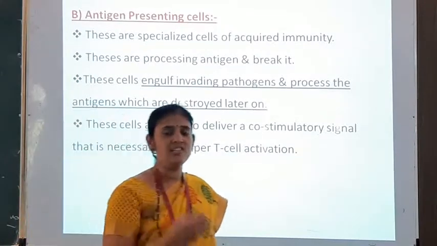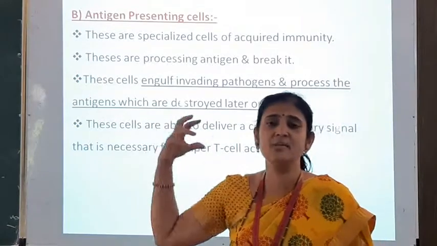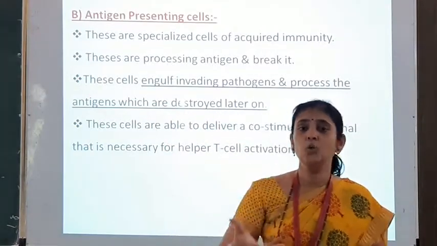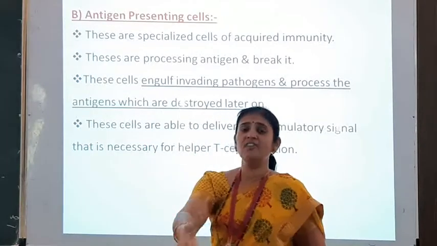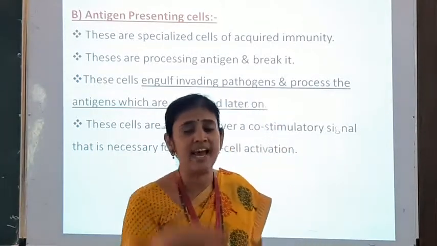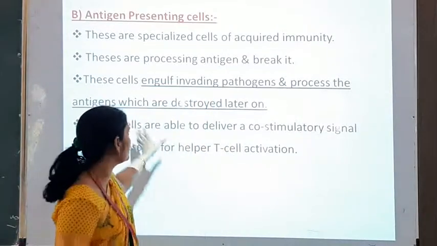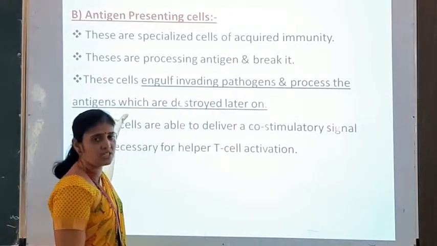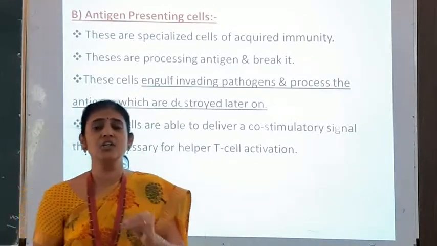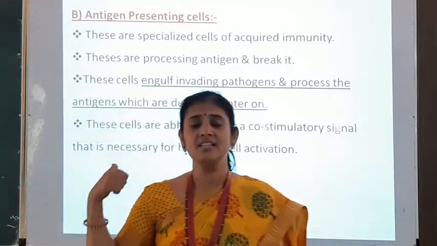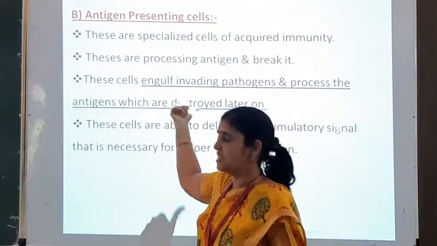When antigen is coming inside our body, what do these antigen presenting cells do? Here we can see these cells firstly engulf that invading pathogen, means they are engulfing that antigen, and after that they are processing it. They are processing the antigen, and later on these antigens are destroyed by these cells. So this is the process carried out by these antigen presenting cells.